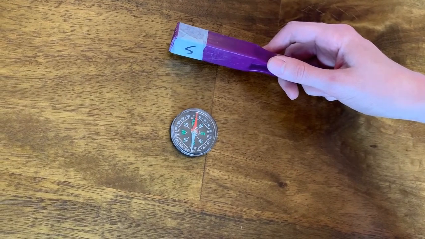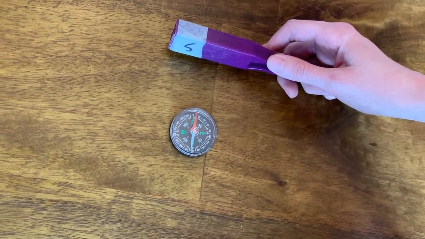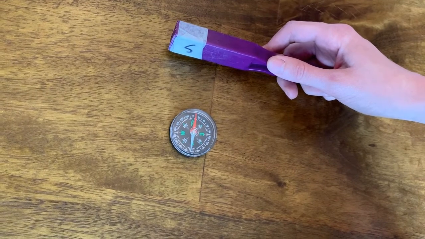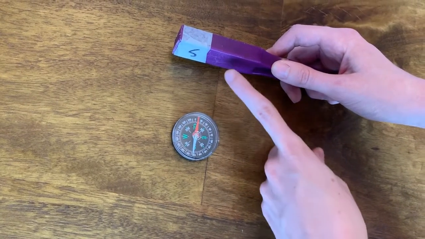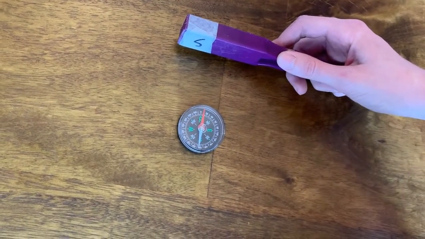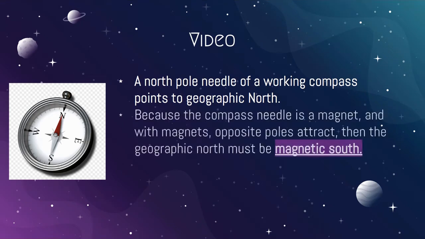I'll say that again. If you went up to the North Pole where Santa is, you would be going to the magnetic south pole. And again, this is because opposites attract. So if this is the north pole of my compass, it's going to want to attract to the opposite, which would be the south magnetic pole. So the north pole needle of a working compass points to geographic north, as you know. And because the compass needle is a magnet, and with magnets opposite poles attract, then the geographic north must be magnetic south, which is what you just saw explained in that video.